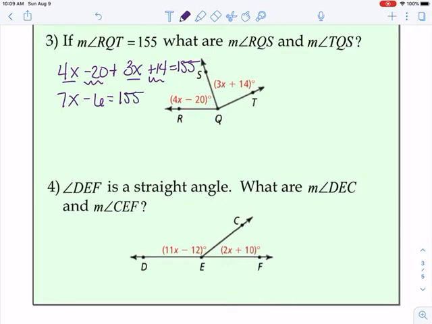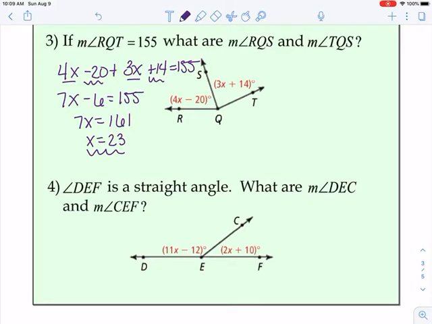The opposite of subtracting 6 is adding 6 to both sides. So when I do that, 155 plus 6 will give me an answer of 161. And then the opposite of multiplying by 7 is going to be to divide by 7. And x will give me an answer of 23. Again, the question did not ask me to find what x is. It asked me to find the measure of angle RQS and the measure of angle TQS.